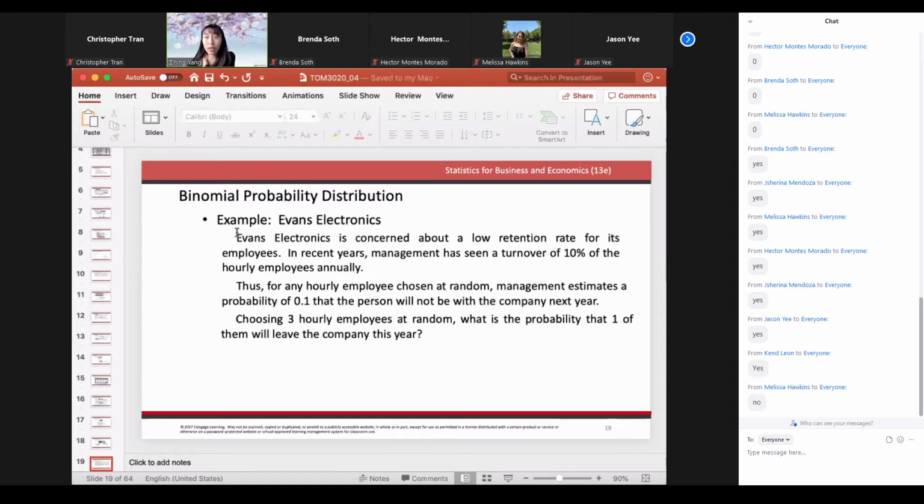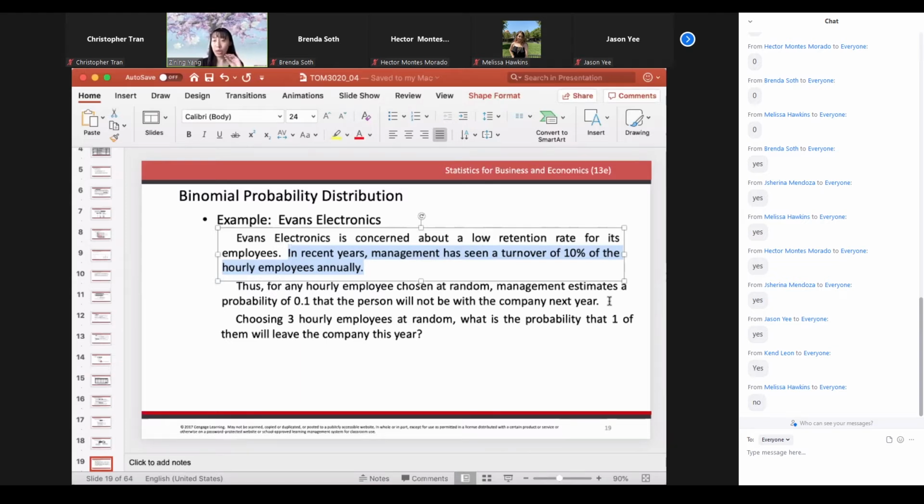So here, let's see how we can translate a real-world situation into statistics. A company is concerned about retention. In recent years, management has seen a turnover of 10% of hourly employees. Therefore, for any hourly employee chosen at random, we estimate a probability of 0.1, right, that the person will leave the company next year.